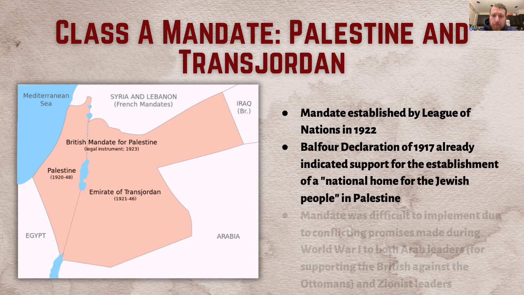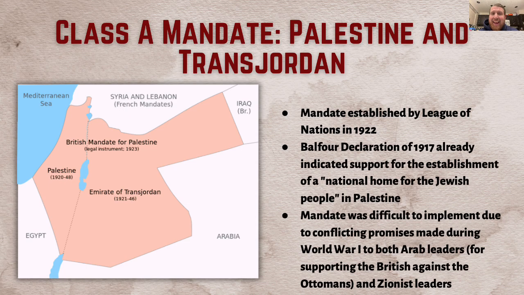All right, so our next two slides are going to cover Class A mandates, just a couple examples. These were territories formerly under Ottoman control. There are others. We're not going to be able to cover them all. So first, we have the British Mandate for Palestine and Transjordan.